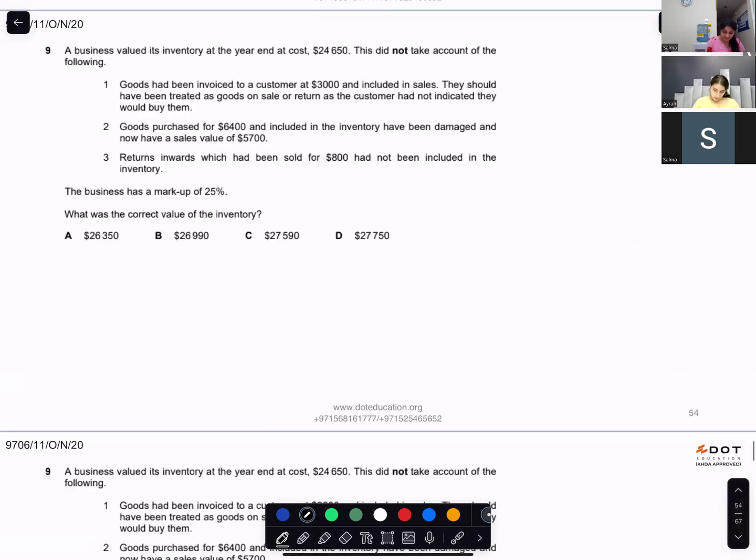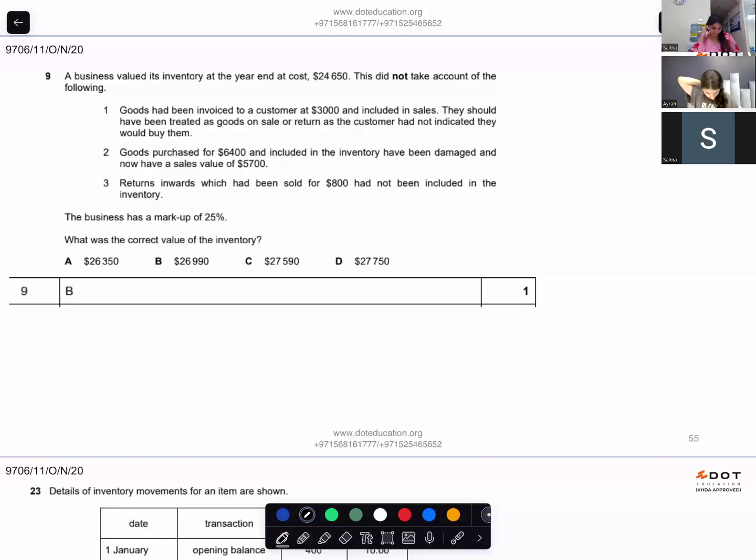Next. A business valued its inventory at the year end. What was the correct value of the inventory? Did you try this? No, I didn't try this. Try it. Okay. The business is valuing its inventory at 24,650. When they are valuing this inventory at 24,650, they have not accounted for this. That means you have to account for the following.